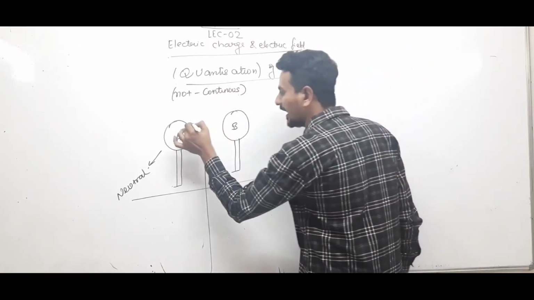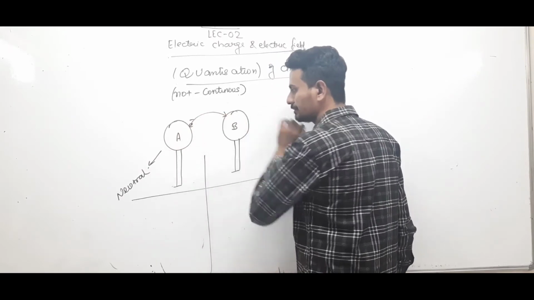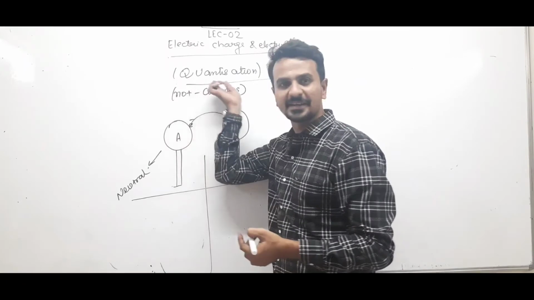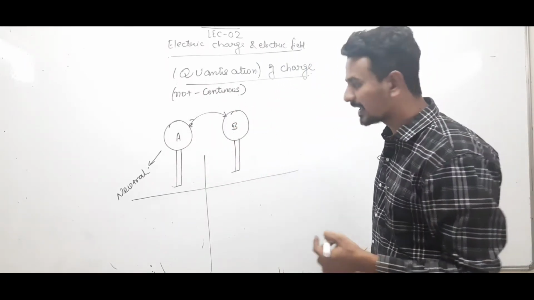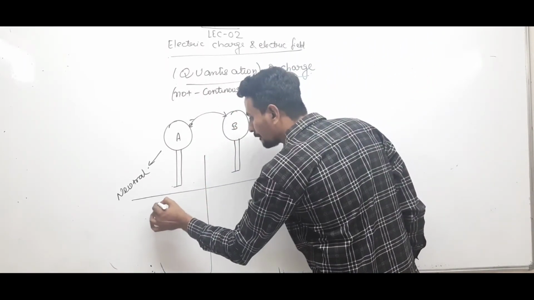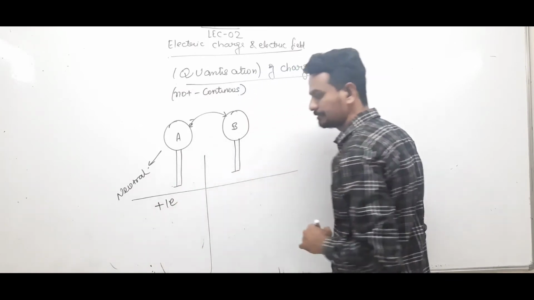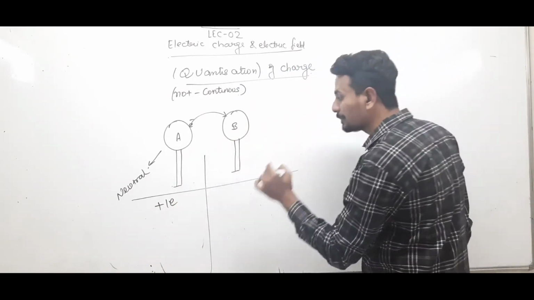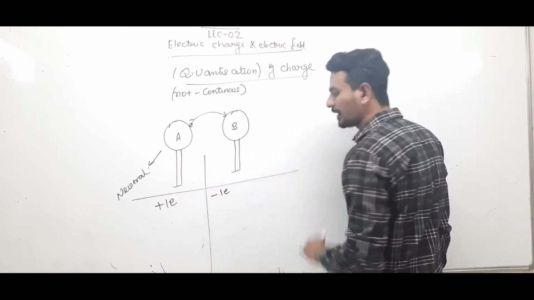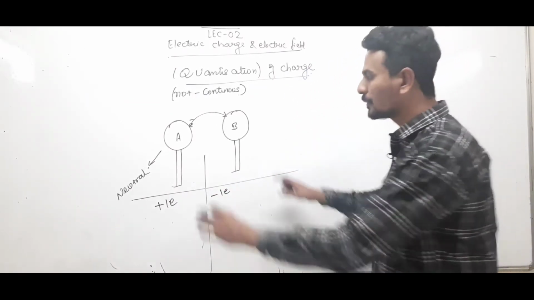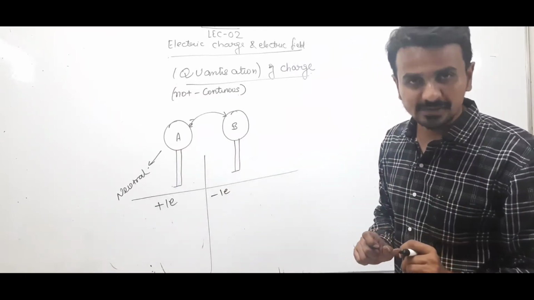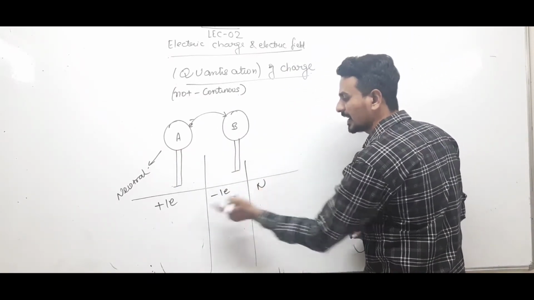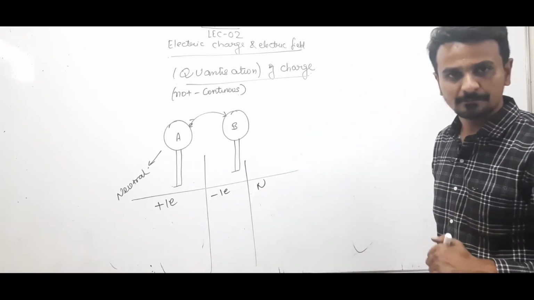Suppose A is losing one electron. Or rather we'll say that if one electron is being transferred from A to B, then A will have positive 1e charge because it has lost one electron, right? Body B will have negative charge. Both were electrically neutral before the process, so after the process also they are neutral. Add both these charges, you will get neutral.